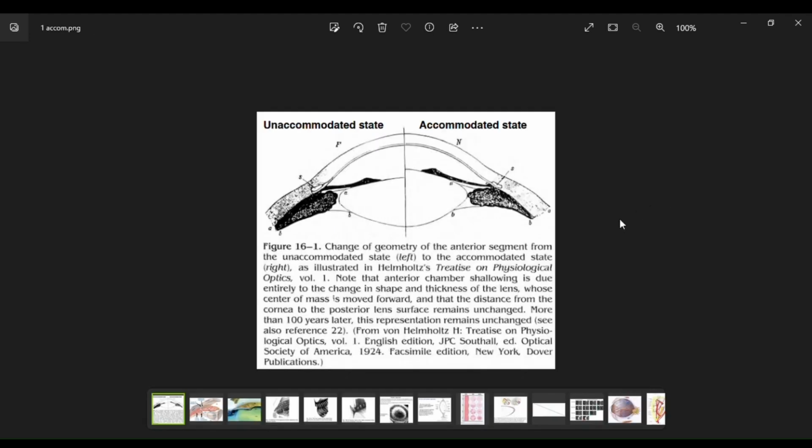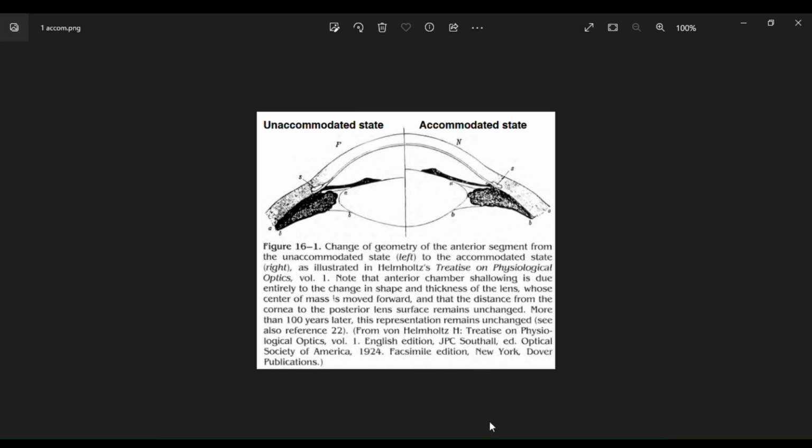I'd like to get into some of the anatomy images here to explain how accommodation works. This is an eye looking up. This is the cornea. That's the sclera. This is the lens, and this is showing the lens in 2 different states: one called the unaccommodated state and one called the accommodated state. The unaccommodated would be focusing to the far point, and the accommodated would be focusing to the near point.